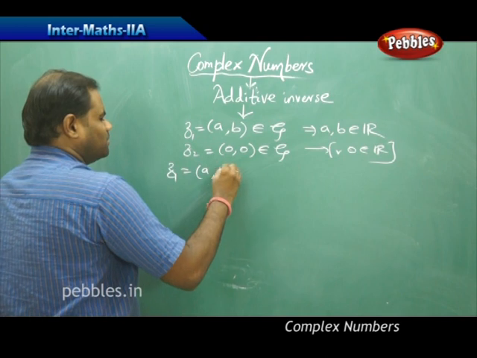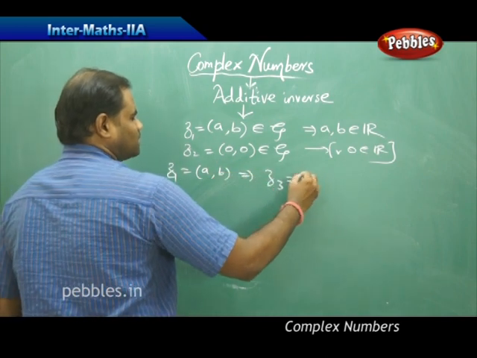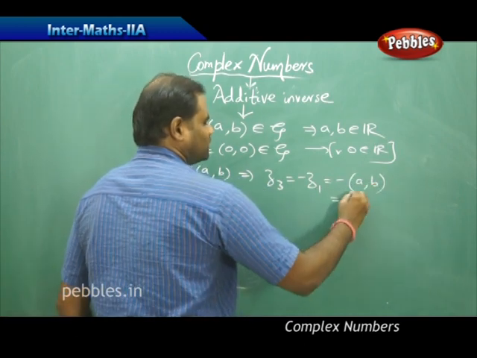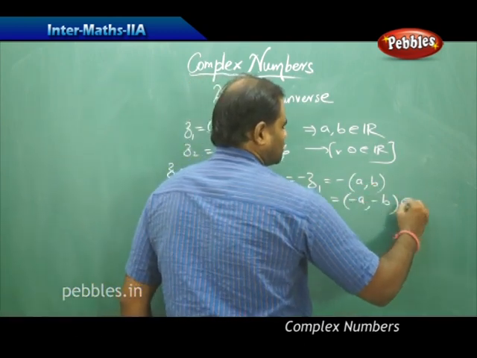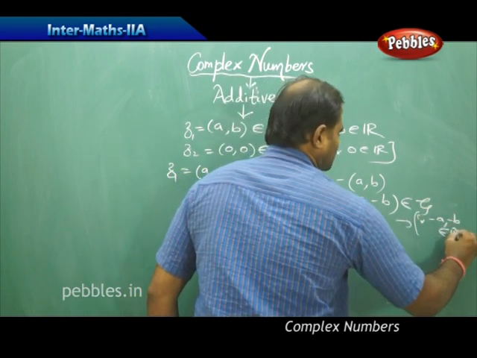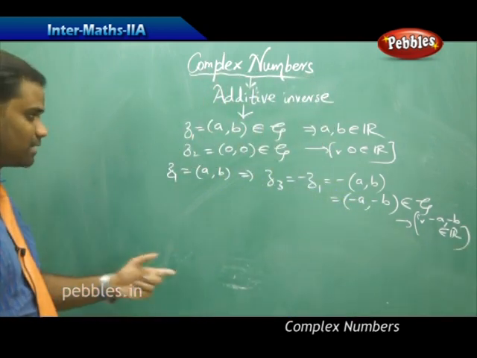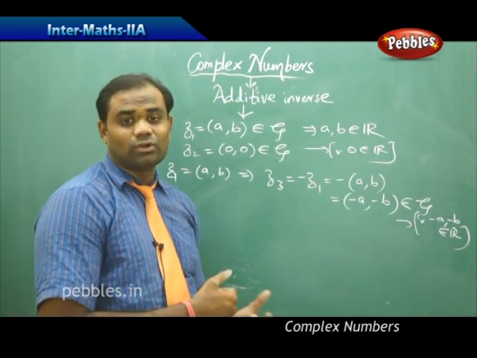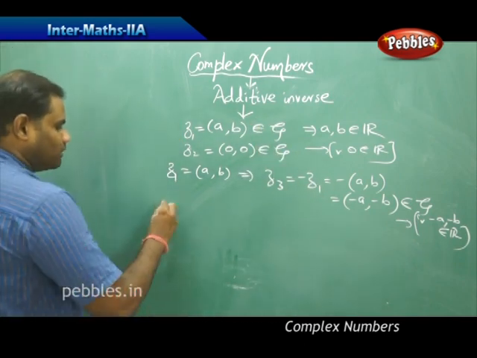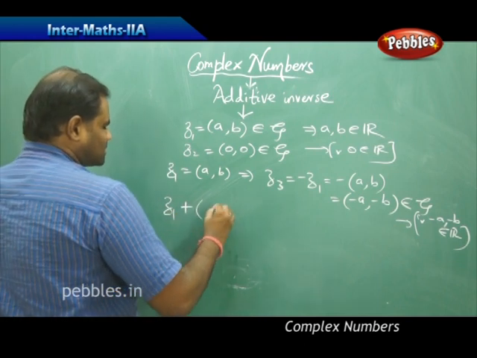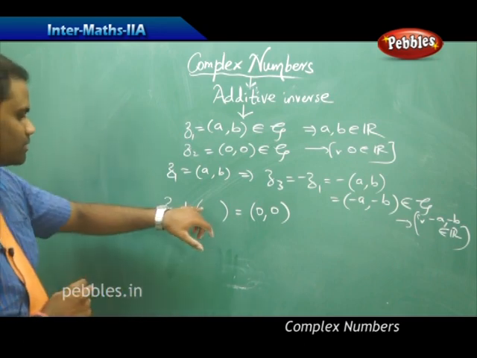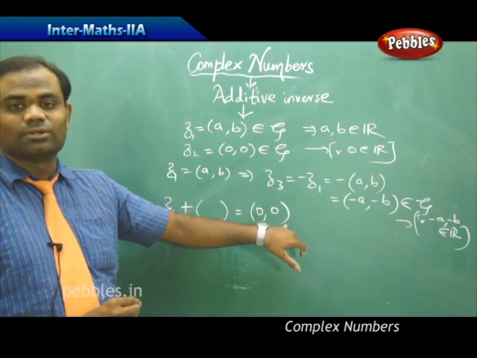Now z1 equal to (a, b) implies, say, z3 will be minus z1, that is minus of (a, b), which is (minus a, minus b), which belongs to C, since minus a and minus b belong to R. The reason why I have taken the term minus z1 is that I want to find the additive inverse of z1. Therefore, if I take z1 plus something, I need to get back (0, 0).